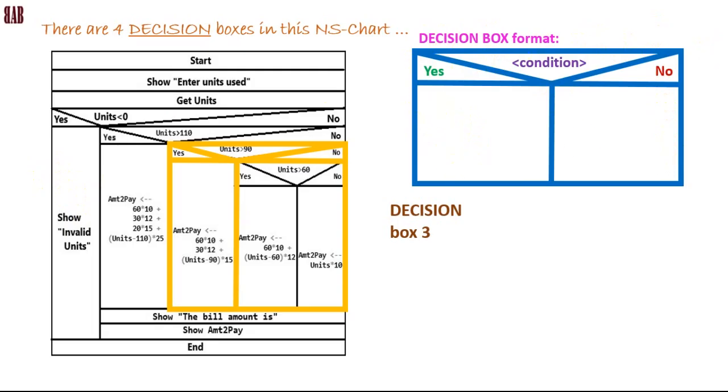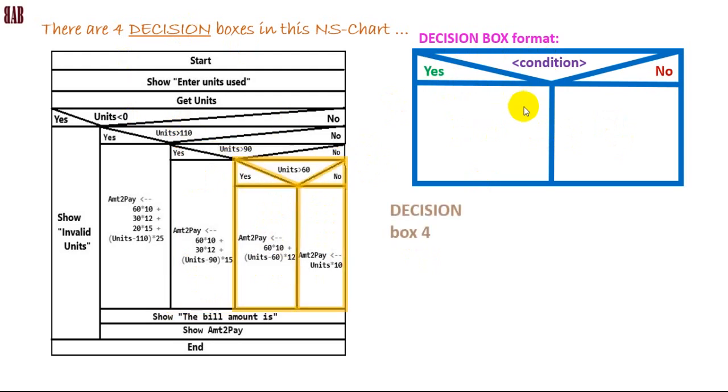So if it is yes, you don't do the no side. If the condition is true, you don't do the no side, you do the yes side only. You never do the no side in that case. So in a decision box, you always do only one of the sides depending on the condition. In this case, we have a condition, yes, no, the yes side, and this is the no side. So that is our third decision box in our NS chart.